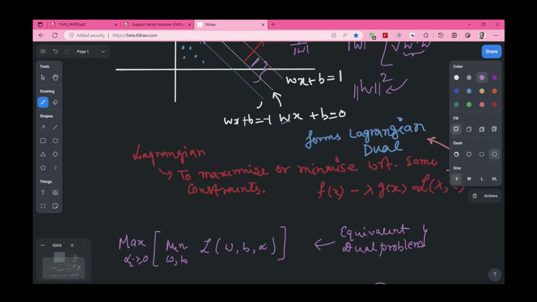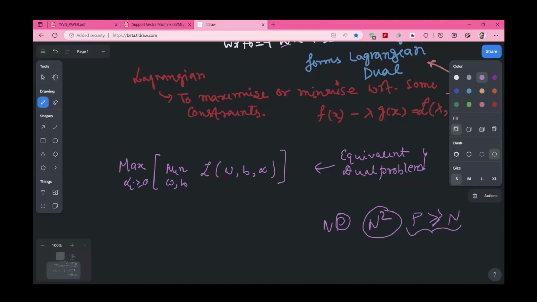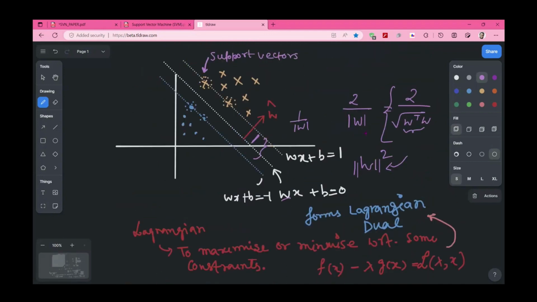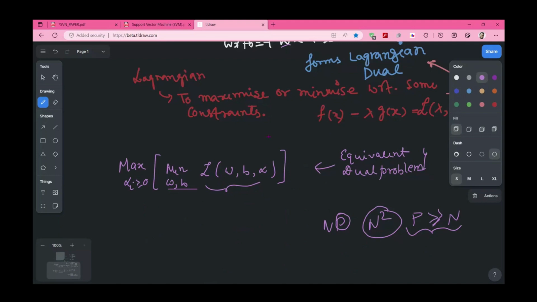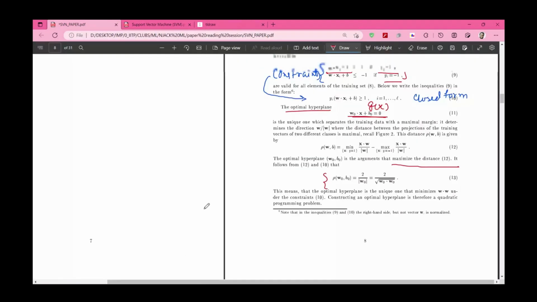So what is a Lagrangian? Everyone knows the Lagrangian dual, that is f(x) minus lambda g is equal to the Lagrangian of lambda and x. So actually what we will do is minimize this thing with respect to w and b, and maximize with respect to alpha i's that are taken in case of these wrongly taken points. And so this can be written in the form that you have in the paper.